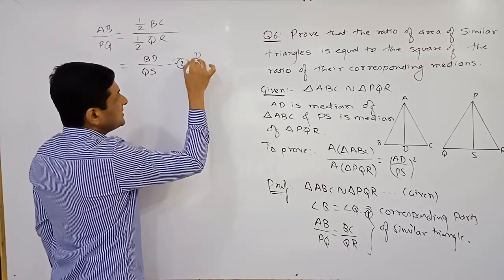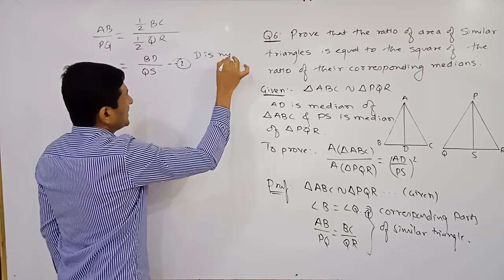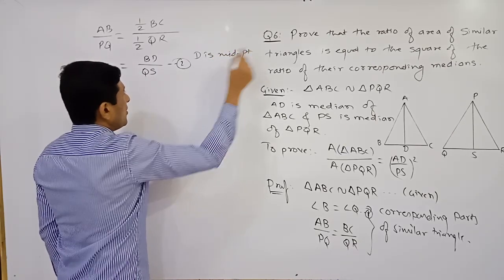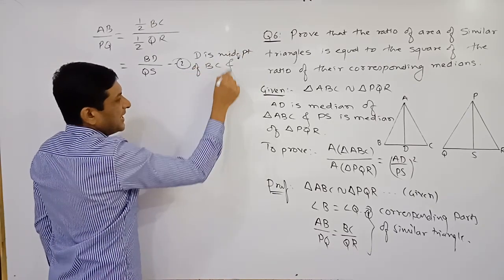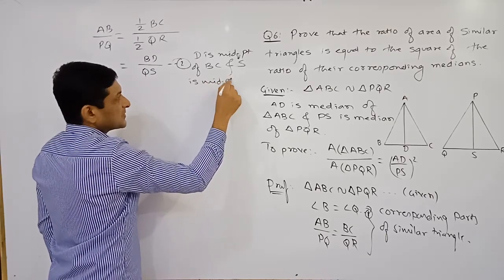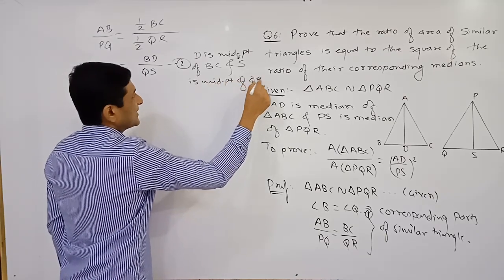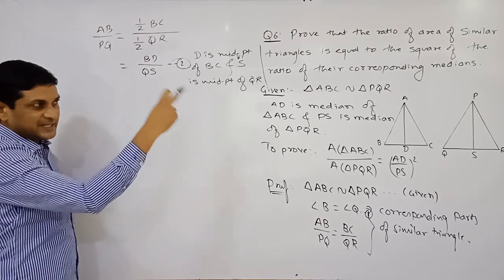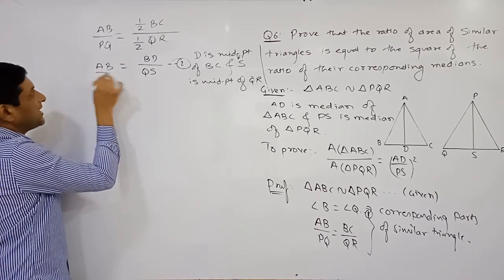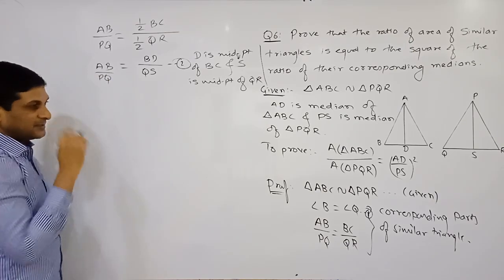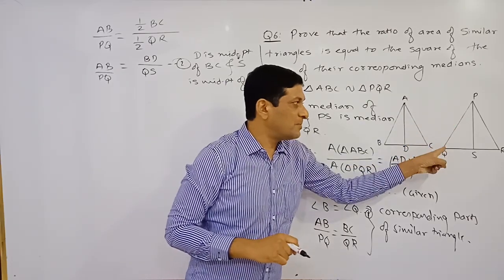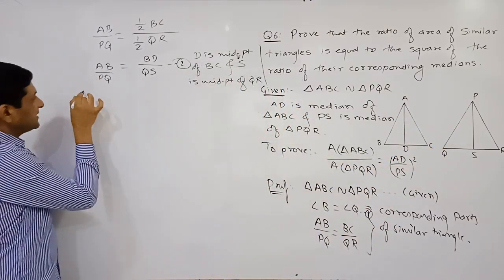Given here, D is the midpoint of BC and S is the midpoint of QR, because AD and PS are nothing but medians. So on this side, AB upon PQ, keep it as it is. Now we are considering triangle ABD and triangle PQS.